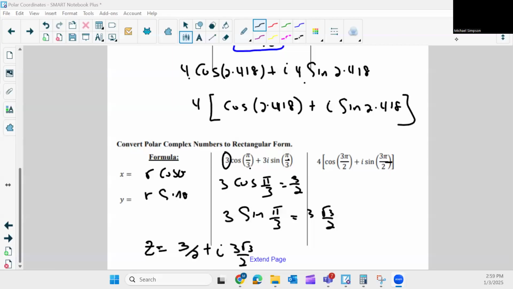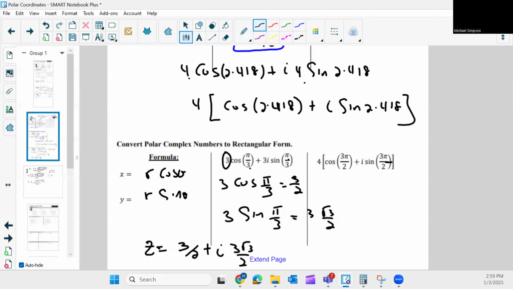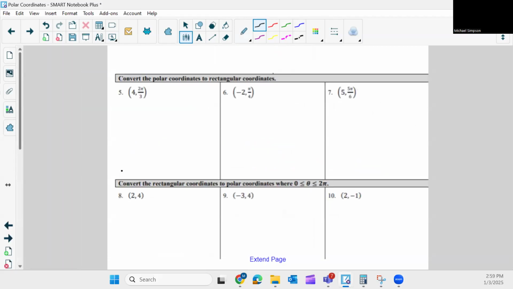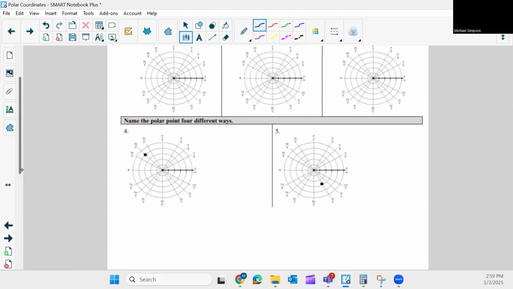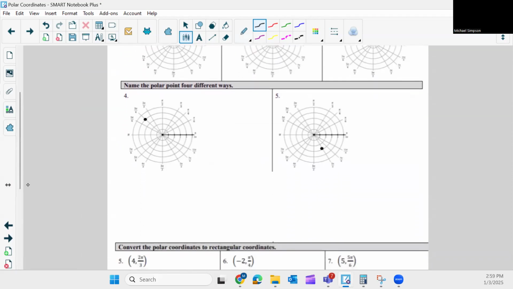All right, so let's see what's next now. Okay, this is the practice now. I'm going to have you guys try these on your own, just to plot the points. You can do that real easily. Name the 4 different points. This is a good example again. Name the 4 different points.